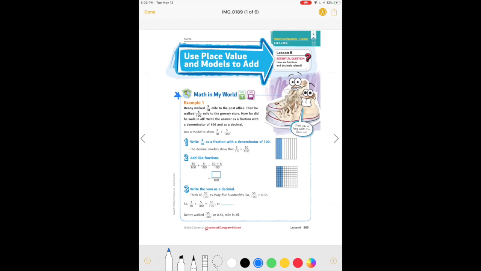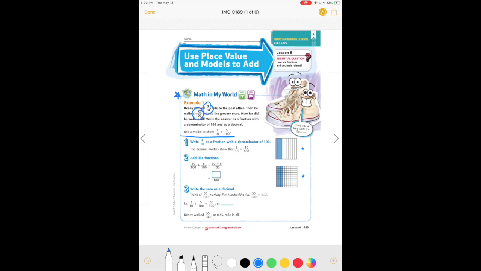Denny walked 3/10 mile to the post office. Then he walked 5/100 mile to the grocery store. How far did he walk in all? Write the answer as a fraction with a denominator of 100 and as a decimal. So we have two numbers that we need to work with. We have 3/10 and 5/100, and we need to add them together. All right, so use a model to show 3/10 plus 5/100. What they did over here, they had 3/10 and 5/100. All right, so that's how we're going to solve it.